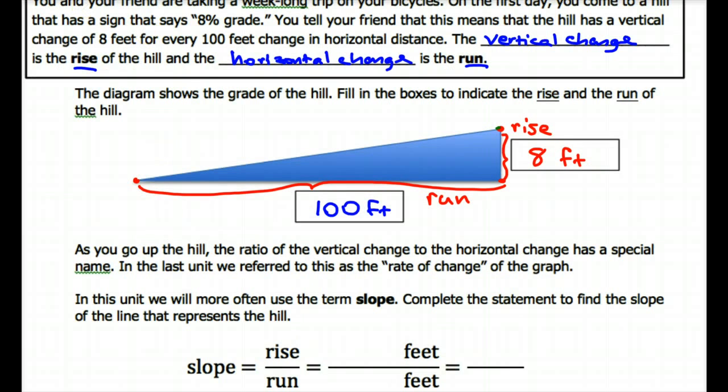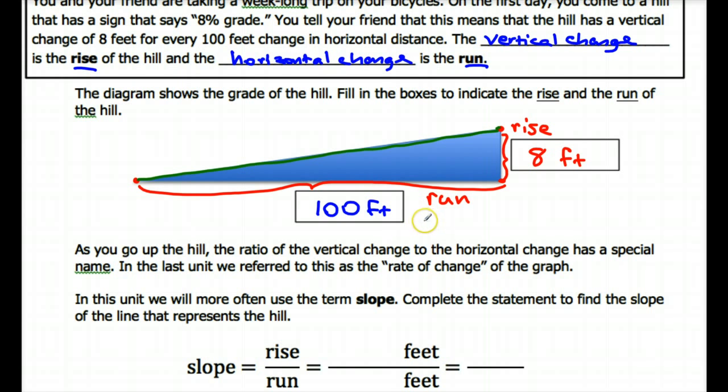But when we're traveling up the hill, we're not actually going this 100 feet horizontal distance or this 8 feet vertical distance. We're traveling in a diagonal pattern. So this is the actual surface of the hill. So we're not only concerned with the horizontal change, we're not only concerned with the vertical change, we're concerned with the rate of change of this hill.